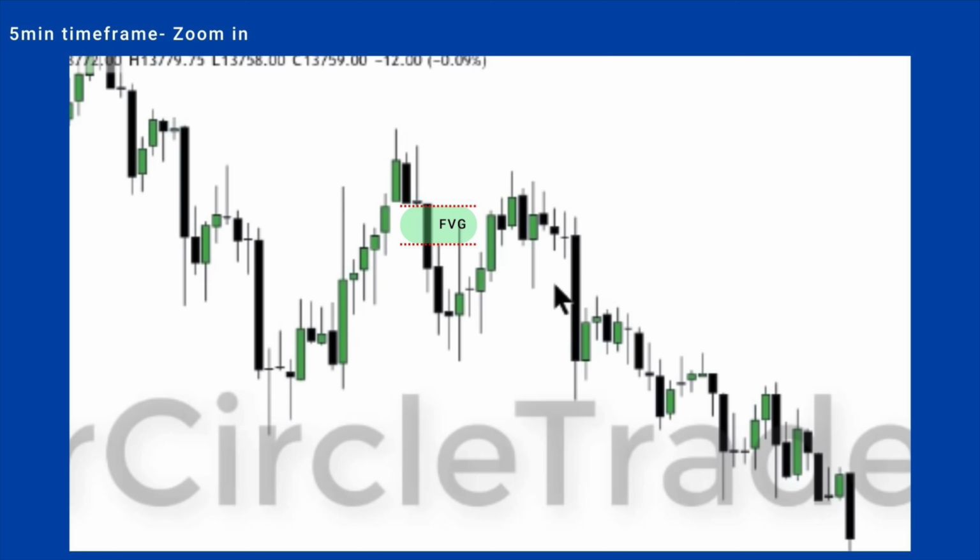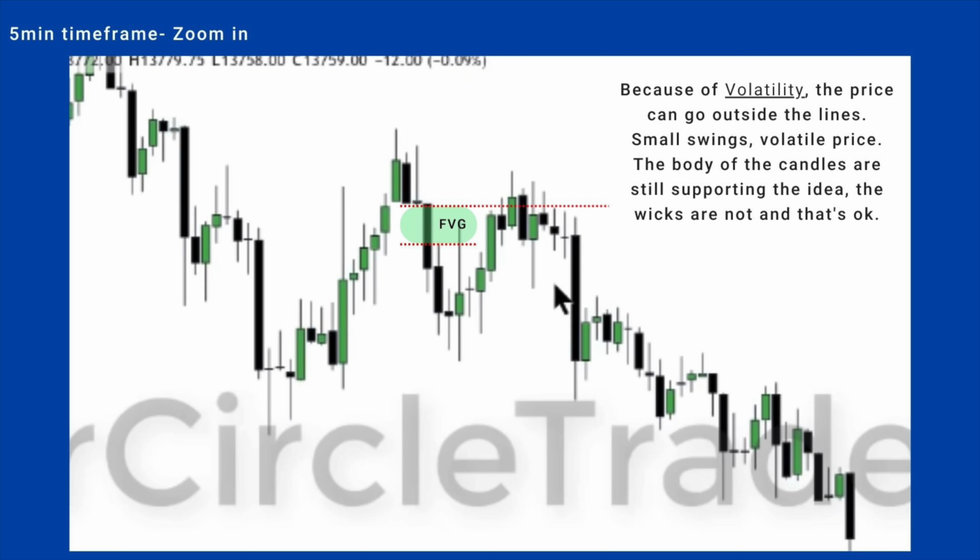Because of volatility, the price can go a tiny bit outside of the lines. ICT tells us that small swings when the price is really volatile can happen. The most important thing is that the majority of the body of the candle that is going a little bit above or below that fair value gap is still supporting the idea of the fair value gap itself. And so if the wicks go a little bit out of it, that's okay.